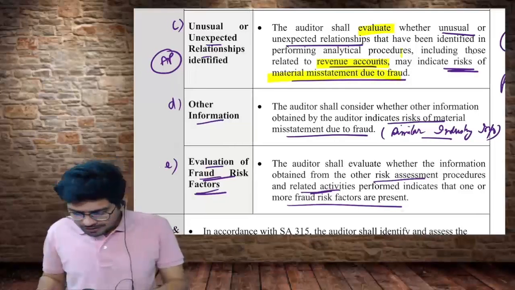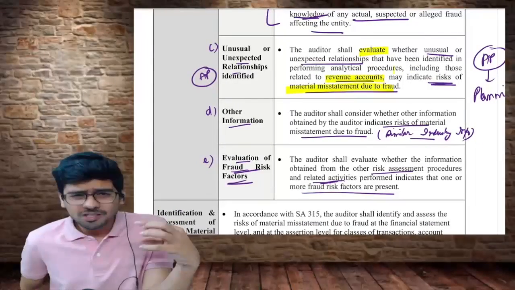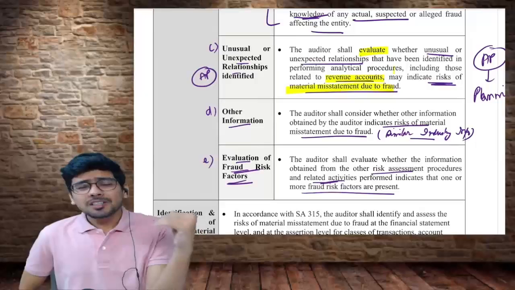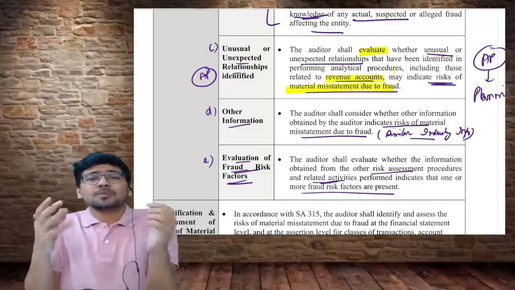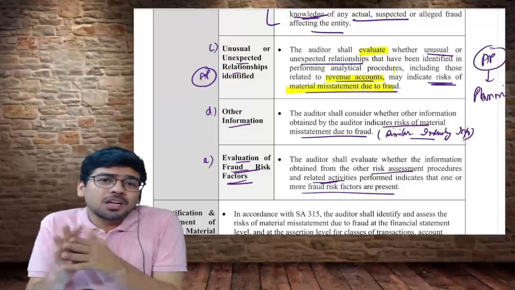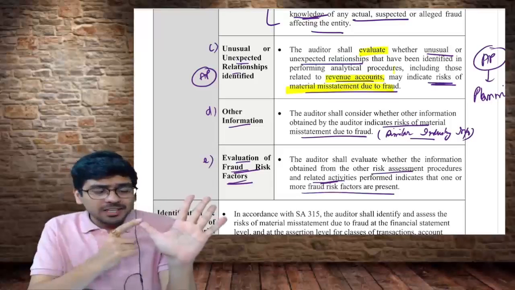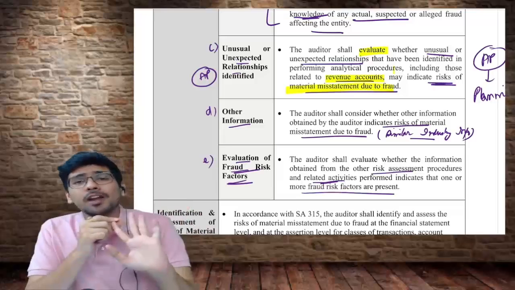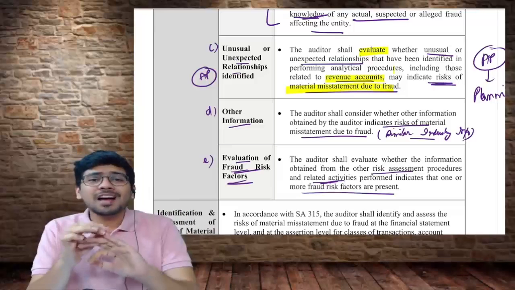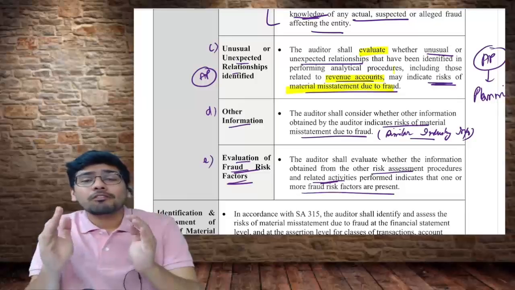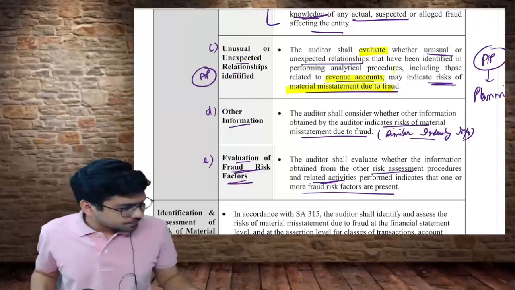Please remember, I feel that this is an important question. If they ask a question directly from 240, the chances are very slim, but still if they ask, it is going to be: explain the risk assessment procedures with respect to 240. So 5 heads you have to understand: inquiring of the management, inquiring of TCWG, analytical procedures, other information, and determining or evaluating the fraud risk factors. Is the topic clear to everyone?